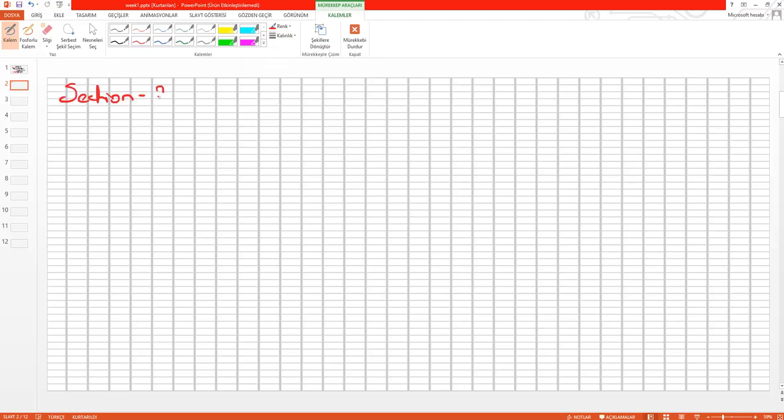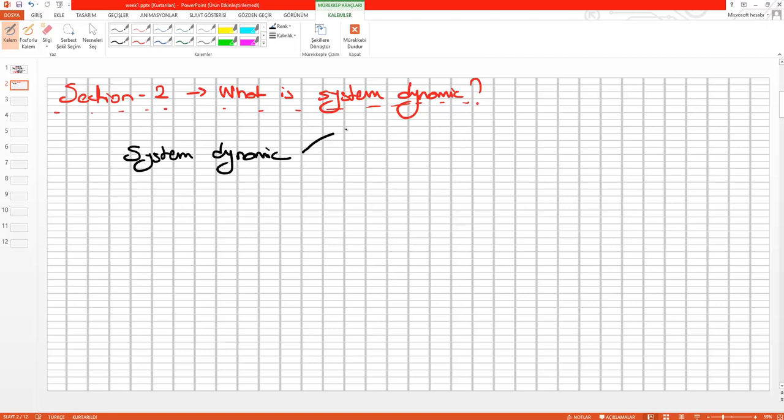Section 2. What is system dynamic? Okay? Just remember that the system dynamic collects all the parts or the disciplines into one form. It's a mathematical form. Just like this one.